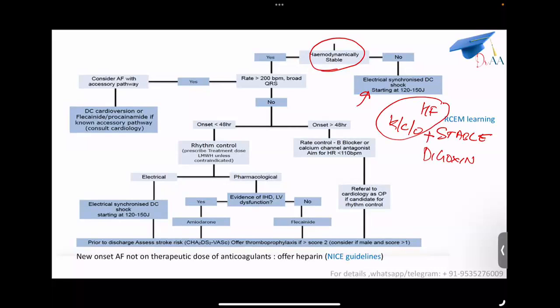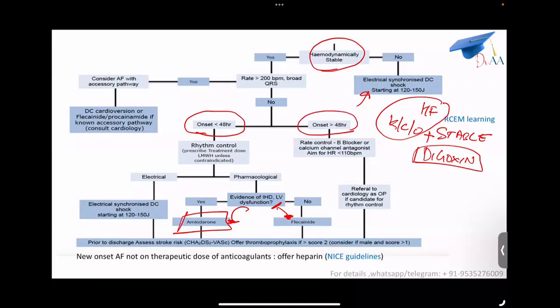In a known case of heart failure, if the patient presents within 48 hours and we are going for pharmacological treatment, if the patient has evidence of ischemic heart disease or LV dysfunction, we go for amiodarone. LV dysfunction is a heart failure, where flecainide is contraindicated, or we don't prefer giving flecainide in a heart failure patient. That's why we are going for amiodarone. If you are planning to cardiovert this patient, this holds good for anyone who comes in less than 48 hours. If he comes in more than 48 hours, that is when we tend to give digoxin over a beta blocker.